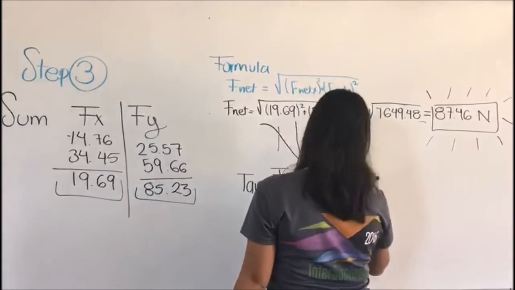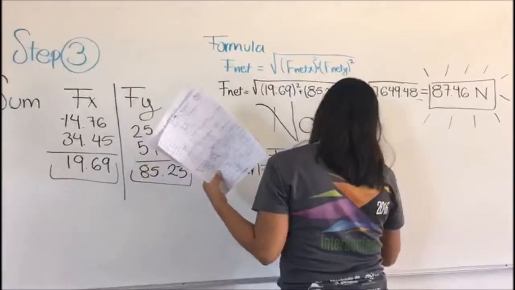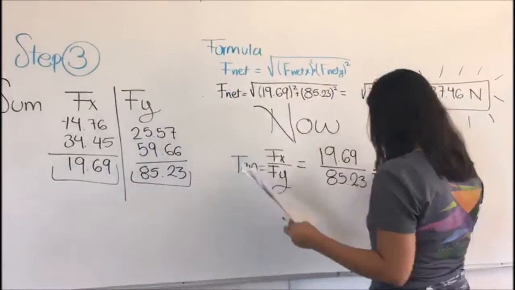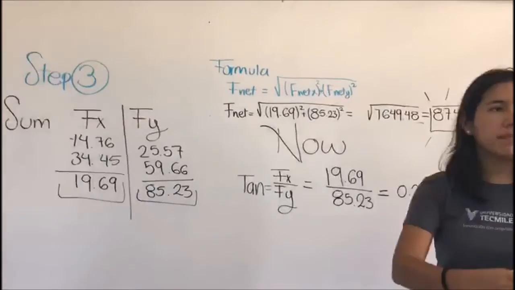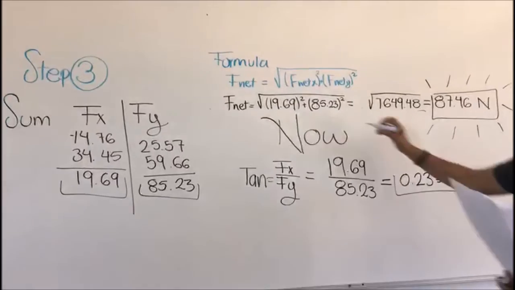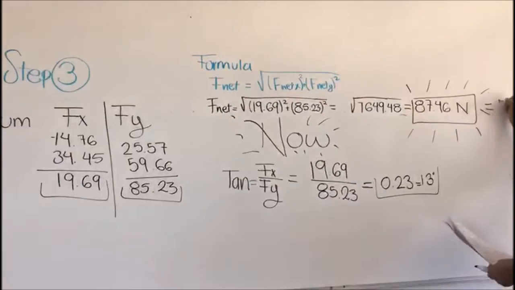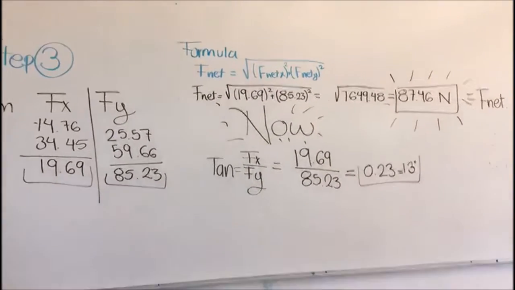And the last thing we need to do is to get tangent. How do we get tangent? So easy. You just need to divide fx by fy, and that's all.